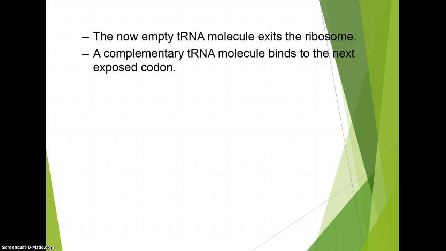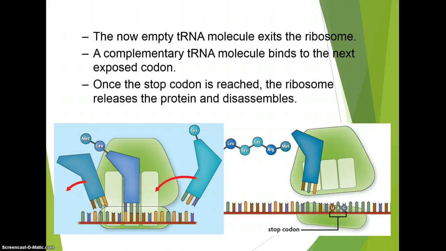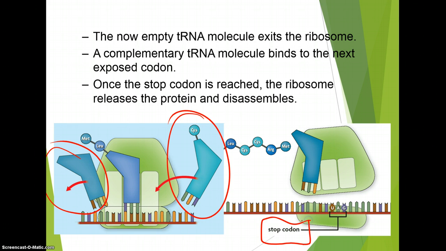The now empty tRNA molecule exits the ribosome. A complementary tRNA molecule binds to the next exposed codon. Once the stop codon is reached, the ribosome releases the protein and disassembles because it knows it's done. It's probably why we call it the stop codon, so it will tell it to stop. And again, the stop codon's like another whistle being blown to tell them to stop.